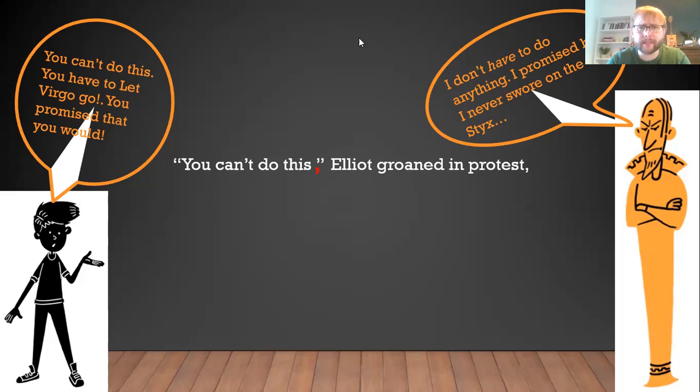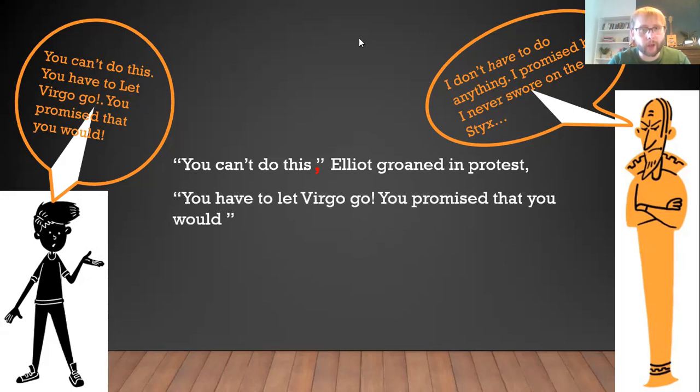"You can't do this," Eliot groaned in protest, the narration coming through, the narrator's voice. Then a comma, because we're going to go back into the speech. "You have to let Virgo go!" That's fine. You can have punctuation within your speech marks if it's more than one sentence being said. That doesn't matter at all. "You promised that you would!" And again, because there would then be an exclamation mark, we put the exclamation mark inside our speech quotations.